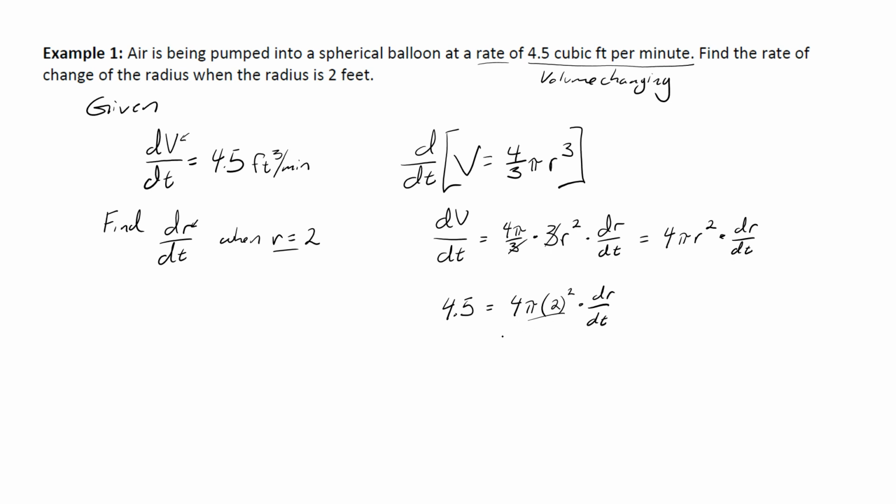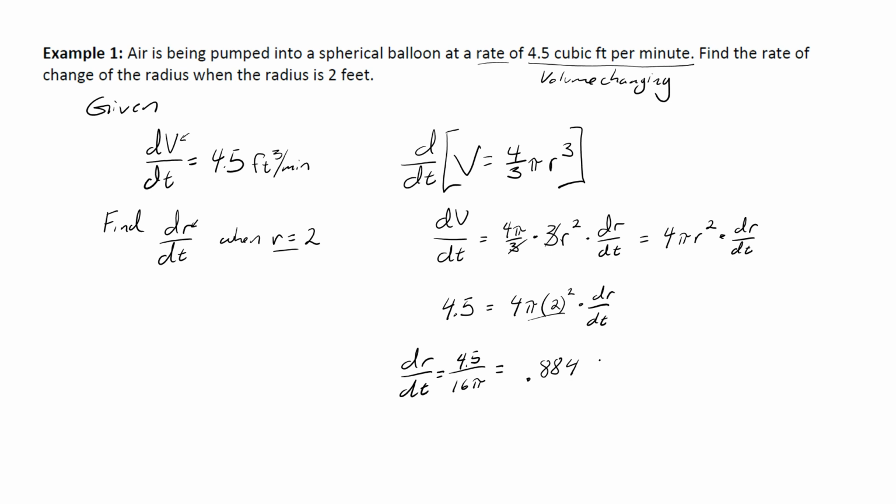So we're going to divide both sides by this now 16π. So we get 4.5 divided by 16π, and this is going to be equal to our dr/dt, which is equal to, I'm using a calculator right now, you guys. I'm not doing this in my head. 4.5 divided by 16π is going to give us 0.88, and we'll round up to 4.